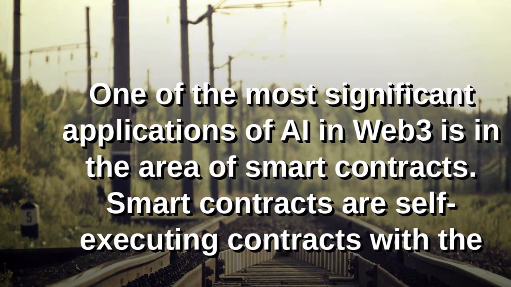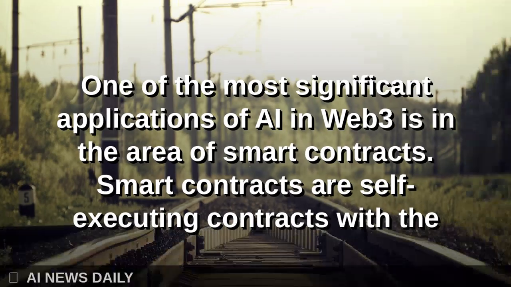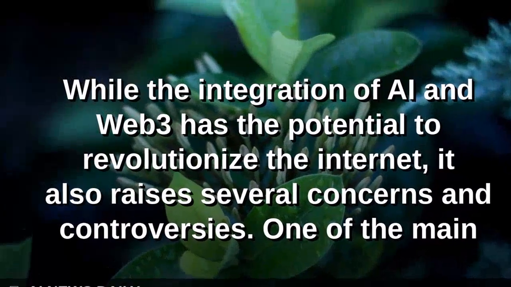Smart contracts are self-executing contracts with the terms of the agreement written directly into lines of code. AI can be used to optimize smart contracts, making them more efficient, secure, and transparent. AI can also be used to analyze and predict the behavior of smart contracts, enabling the creation of more robust and reliable contracts.